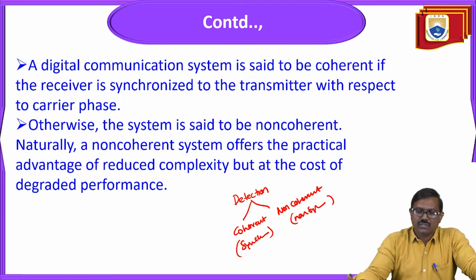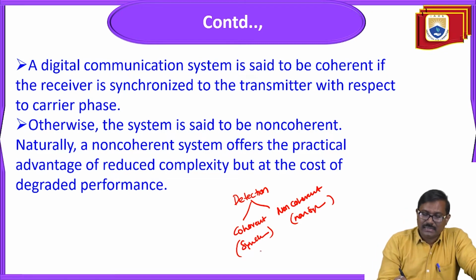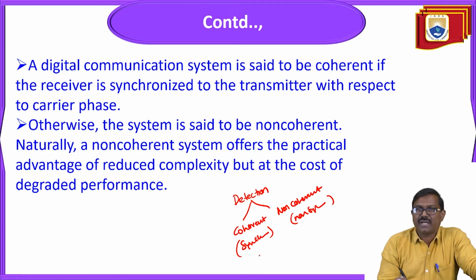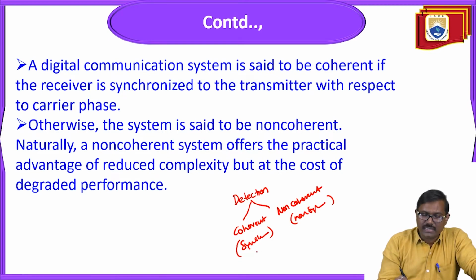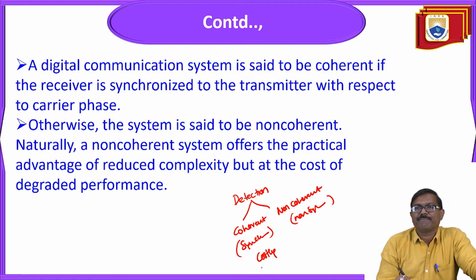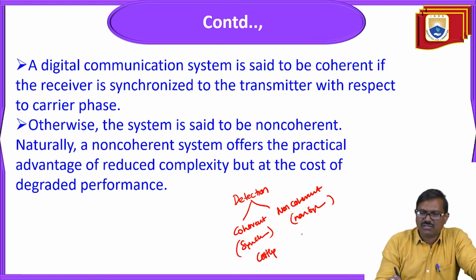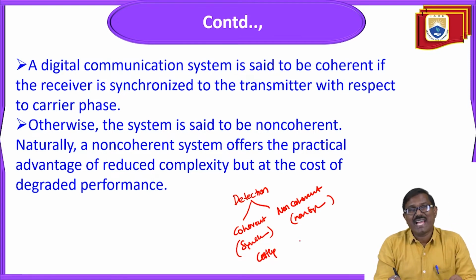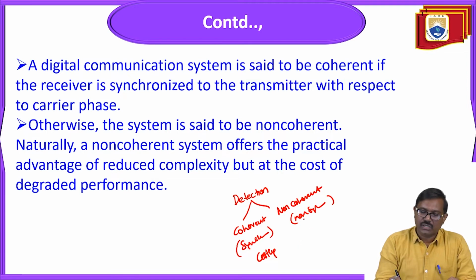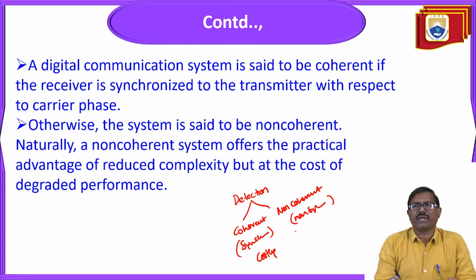Why? The coherent system is very costly. The main disadvantage of coherent is that it is costly, whereas non-coherent is cost effective, economic. But the disadvantage of non-coherent is that the probability of error is more. So by using non-coherent, you are getting more errors. That is the probability of error.